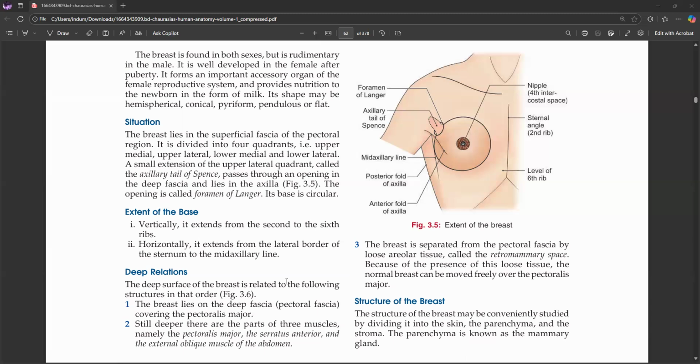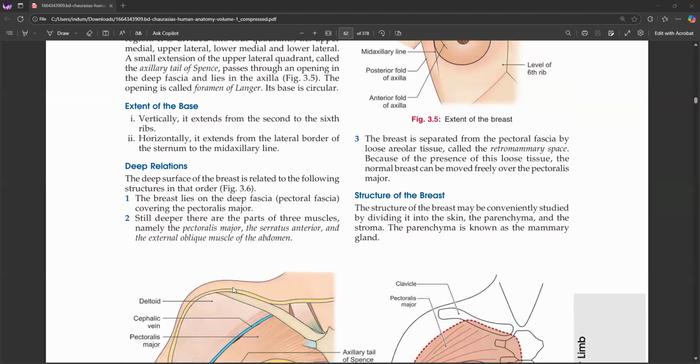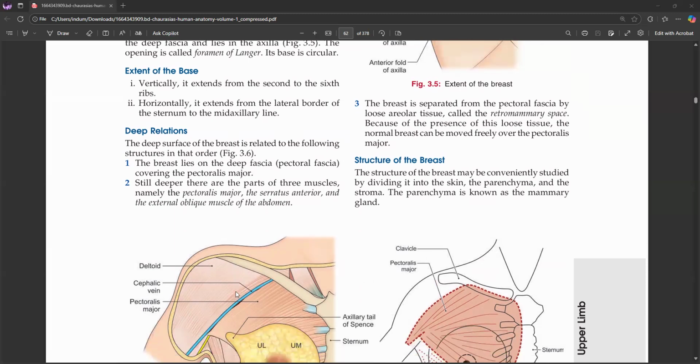The opening is called foramen of Langer. Its base is circular. Extent of the base. Vertically, it extends from the second to the sixth ribs. Horizontally, it extends from the lateral border of the sternum to the mid-axillary line.